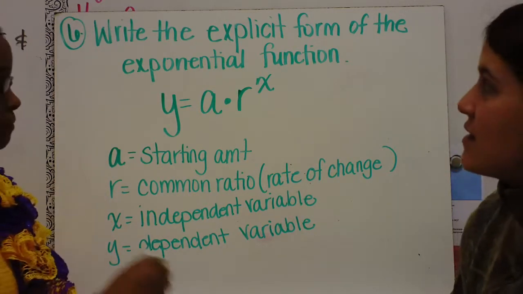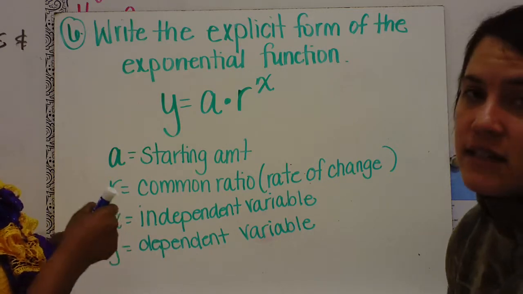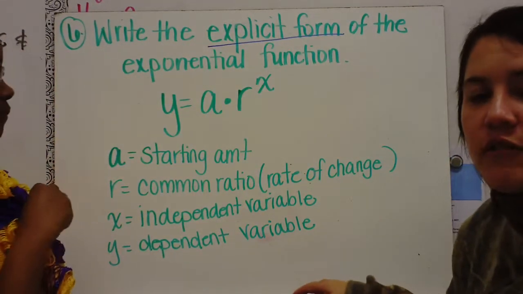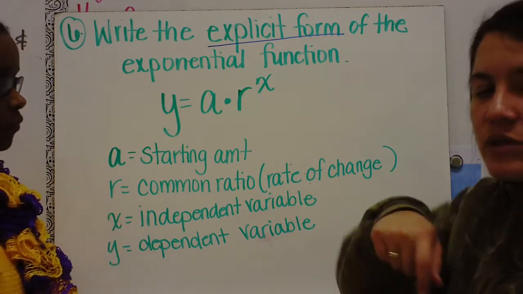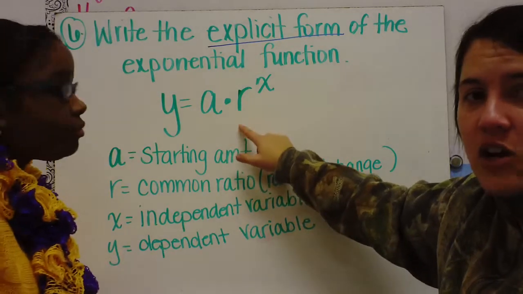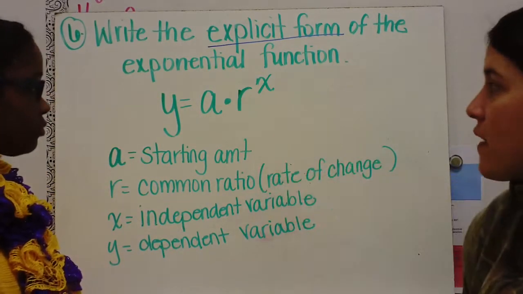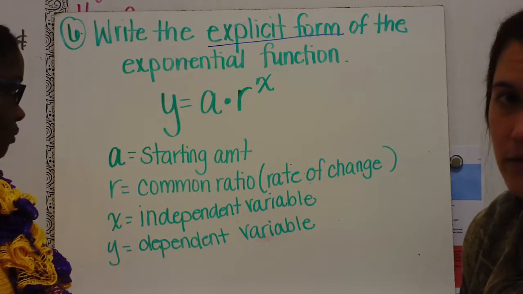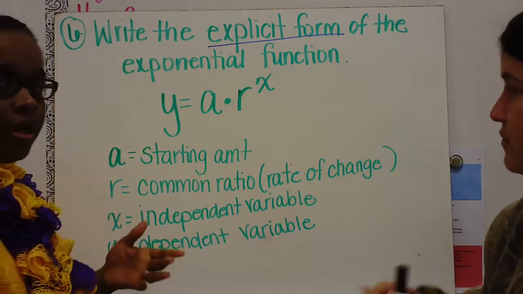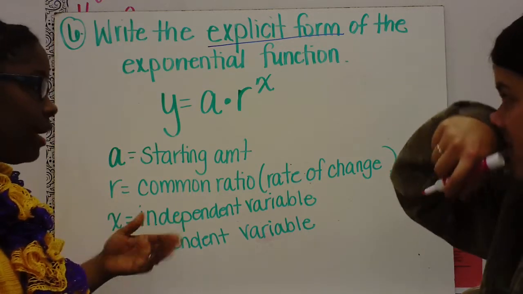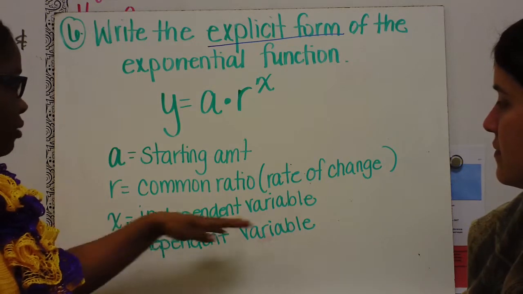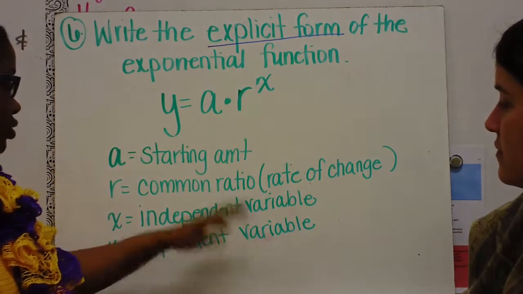So number 6 says write the explicit form of the exponential function. Ms. Barnes just showed you how to write a recursive, a next equals now. So now we're going to show you in this form, y equals a times r to the x power. A is your starting amount. And as we talked about in the first slide, r is going to be your common ratio. What number are you multiplying by every time? That's your rate of change. X is your independent variable, and y is your dependent variable.